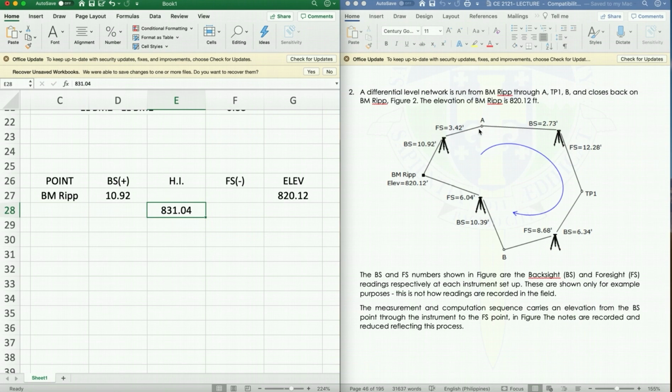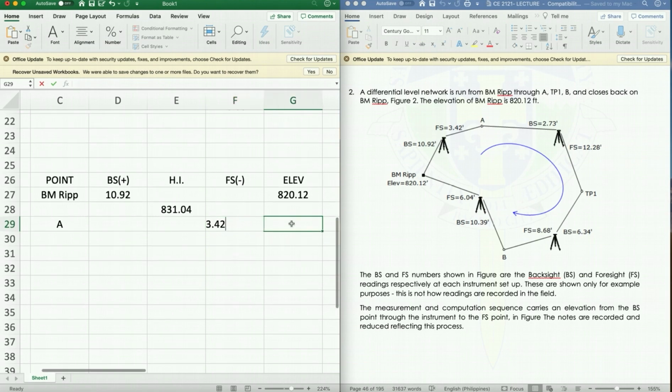Next, we are foresighting point A. So this is point A here. The foresight is 3.42. Then to get the elevation, we subtract it from 831.04. That would give us 827.62. Okay?